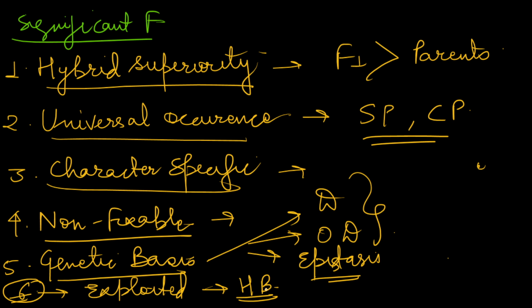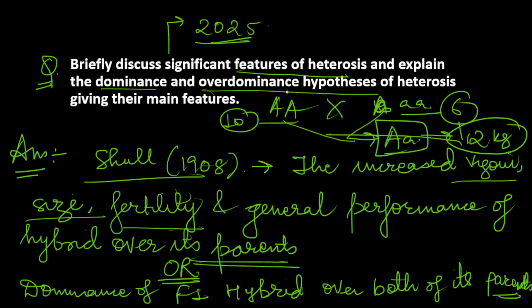Now we all know that dominance and overdominance hypotheses are the theories related to heterosis. So we will discuss them. First of all, we will discuss the dominance hypothesis, then we will discuss the overdominance hypothesis. So, dominance hypothesis.